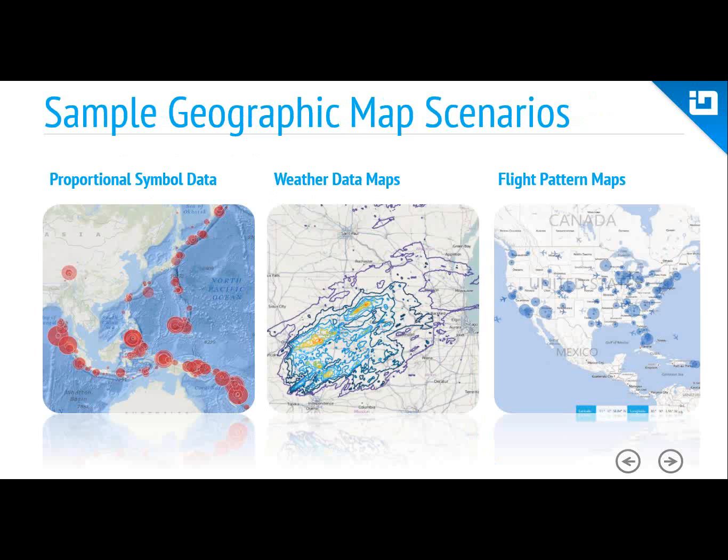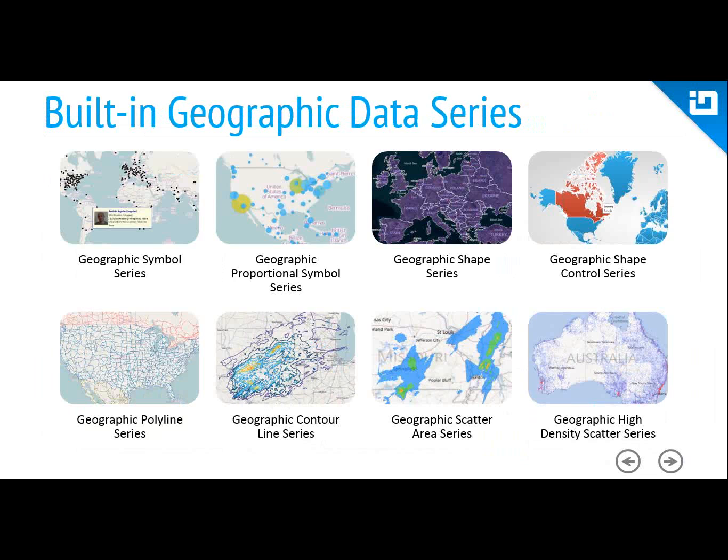So these are just some examples of scenarios you can implement with our map control. It could be like proportional symbol data. For example, like on the left here, we have a map of earthquakes in the Asia-Pacific region. It could be weather data maps. All of the contour line series here can also be used for elevation maps, or it could also be flight pattern maps, for example, like this demo. I'm going to show you the live version of it.